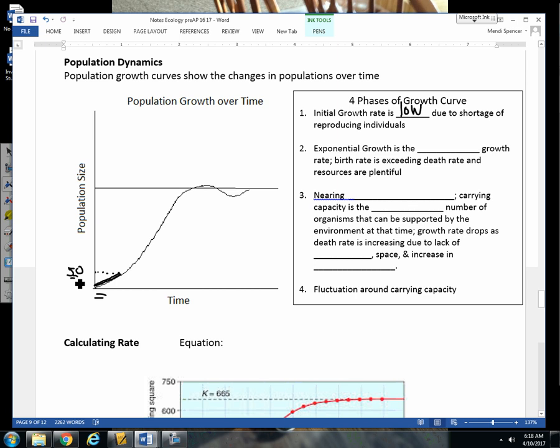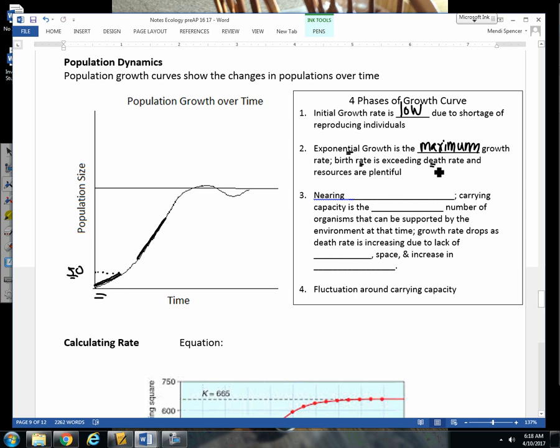However, once we start to get enough that are able to reproduce, we see that this line increases in steepness. So our population growth rate has increased, and this population is experiencing exponential growth. Exponential growth is that maximum growth rate that we see there. We see a large increase in the population over a short period of time. Birth rate is far exceeding the death rate, so the population is going up.